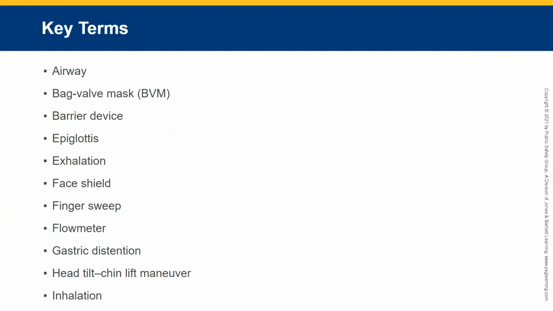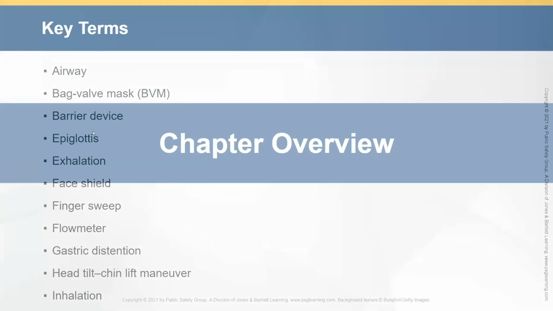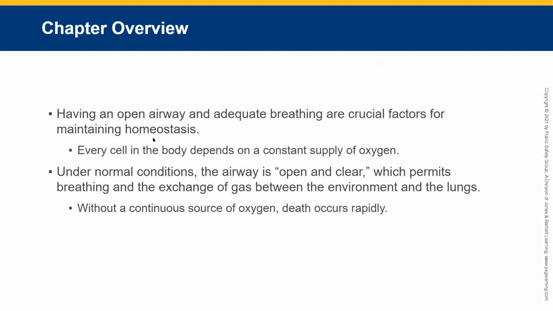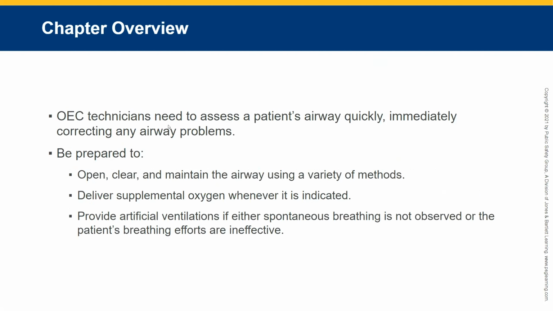All right, so we don't need to be told this. Having an open airway and adequate breathing are crucial for survival. That does not need to be stated. So our goal, when we come upon someone, this is the first part of our ABCs. It's airway, breathing, then circulation. So everyone that you come upon, you need to immediately have an idea. How is their airway? How is their breathing? And if there are any issues, you address those immediately.